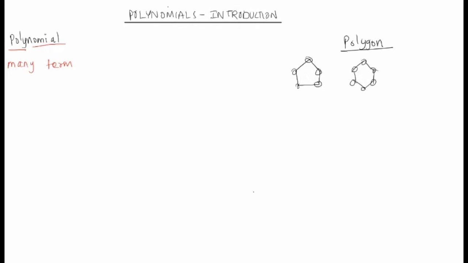So, let us consider an example. 3x cubed plus 4x square minus 2x minus 7. But the exact definition of polynomial is the expression which has more than 3 terms. So we can see that there are 4 terms in this expression. That's why this expression is called a polynomial.